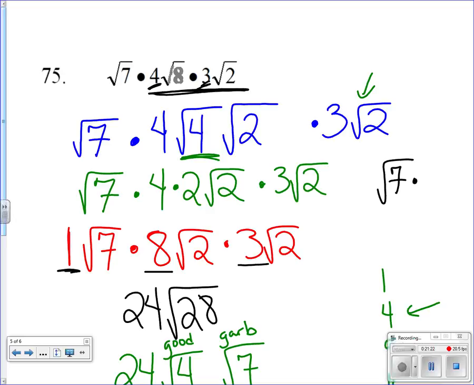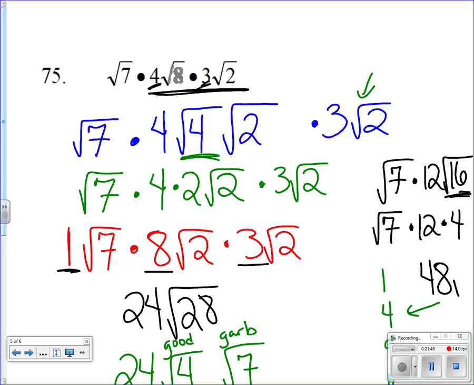And then as a result, you would have ended up with the square root of 7 times 12. The square root of 16, you can actually take a good square root of that. So you don't have to worry about good and garbage. It's literally just a number that you can pull out. So that would have just been 4. And so then you would have just ended up with 48 root 7. That actually would have been a lot faster. Probably should have thought about that one. So again, that is 75. You could have done it either way, really.